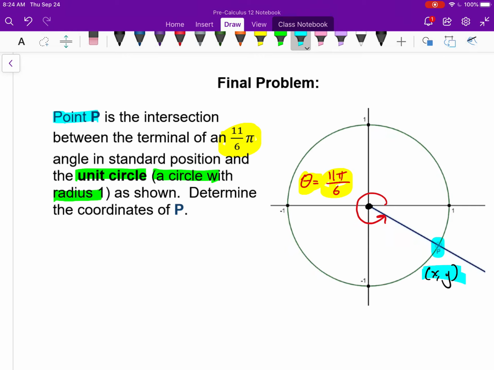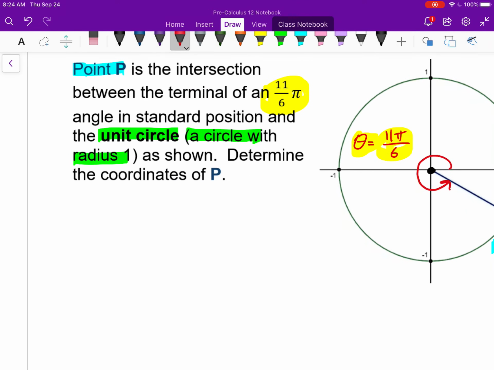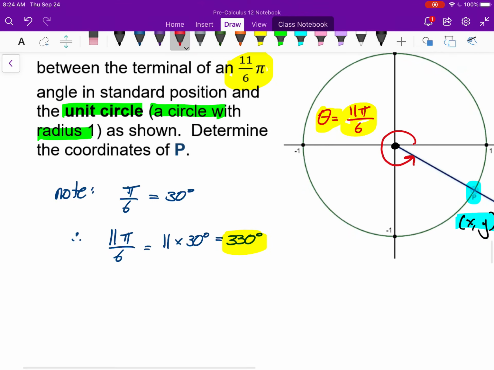Right now, it's not a bad idea to change this into degrees. And 11 pi over 6 is pretty easy to change into degrees if I just think about what pi over 6 is. So note, pi over 6 radians is the same as 30 degrees. That's from what we saw at the very beginning of the lesson. So therefore, 11 pi over 6 must be the same as 11 times 30, which is 330 degrees. So that angle I showed you in radians is the same as 330 degrees. And since you're probably much more familiar with degrees, it's not a bad idea at all to change it to 330 degrees right now. Just don't always do that as the course goes on.